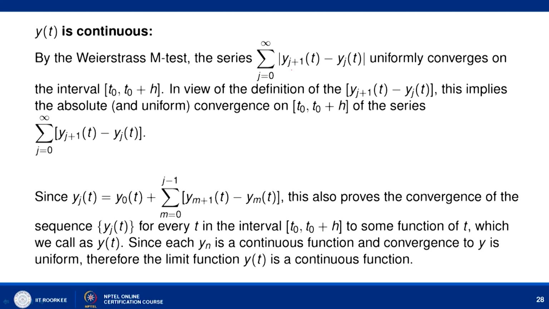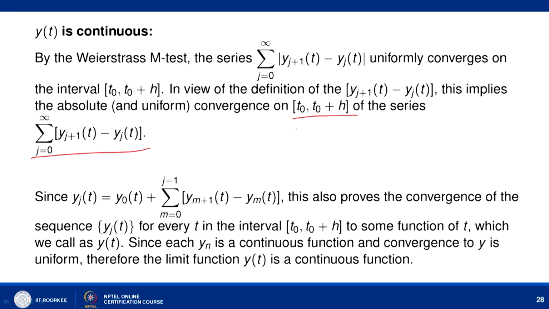In fact, while proving the convergence part, we have observed that the series summation j from 0 to infinity of y(j+1)(t) minus yj(t) is a uniformly convergent series in the interval t naught to t naught plus h. So, how can we say that? If you look at the convergence part, in view of the definition of this y(j+1)(t) minus yj(t), this implies the absolute convergence on t naught to t naught plus h of the following series.